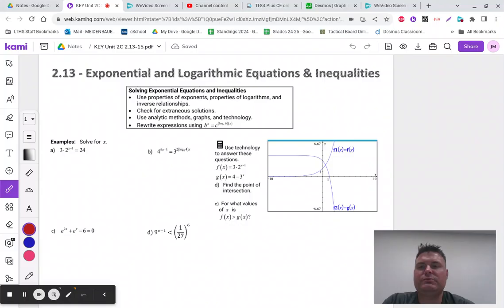We are doing 2.13 exponential logarithmic equations and inequalities. So we get lots of algebra skills going on here, which is totally fun. Let's just get at this thing. Okay, so solving exponential equations and inequalities.